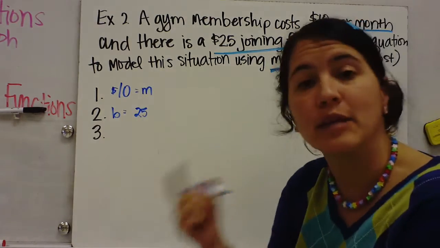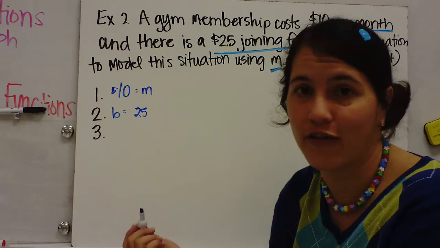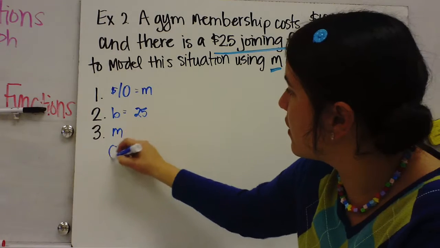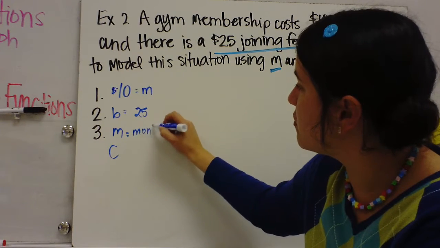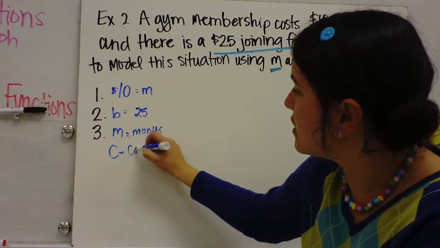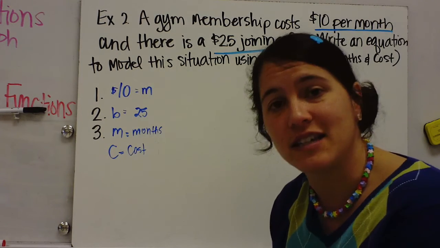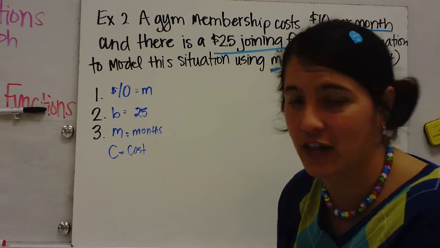You pay that one time at the beginning to join the gym, and then you don't have to pay it again. And we have 2 variables. We have M and we have C. M is the number of months, and C is the total cost of that gym membership. Again, one is an independent variable, one is a dependent variable.